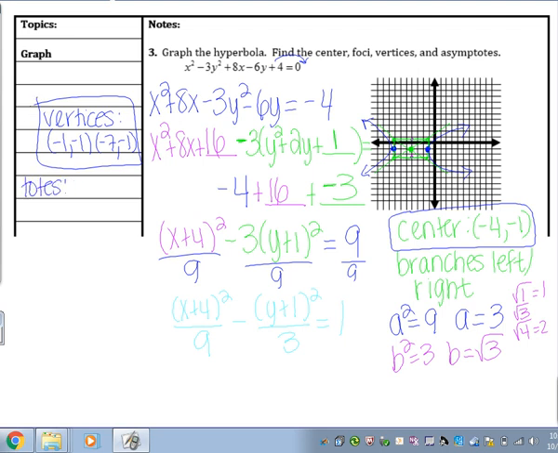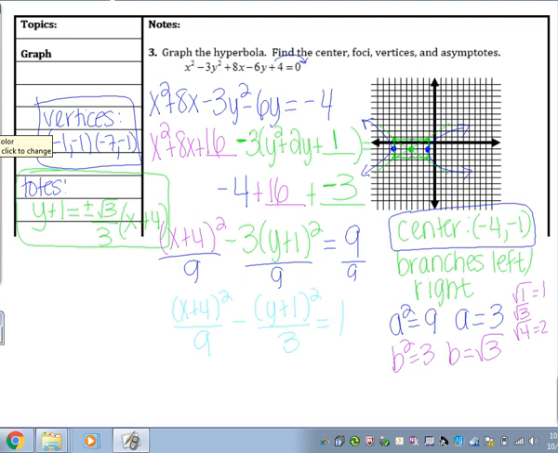Asymptotes. So you're going to have y plus 1 equals plus or minus. Now, was x first or was y first? B over a, x bar. So b is square root of 3 over a, 3, and then x plus 4. Again, always check to make sure that that is linear, that there's no squares in there.